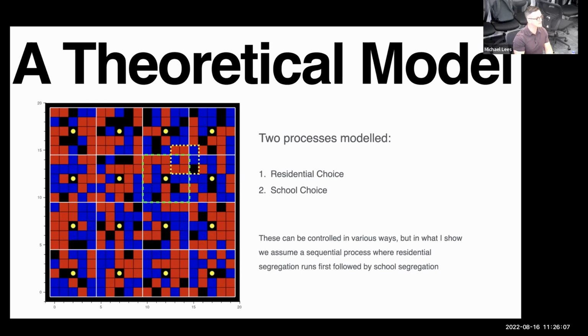So obviously, the way you pick your house, sometimes the schools nearby will influence that. And by a school becoming popular with a particular demographic in terms of income, that can drive the house price up. So you get a very complicated interaction between these two processes. But we have to start somewhere. So at the moment, we decouple that interaction. We run a residential choice first, and then we run a school choice.